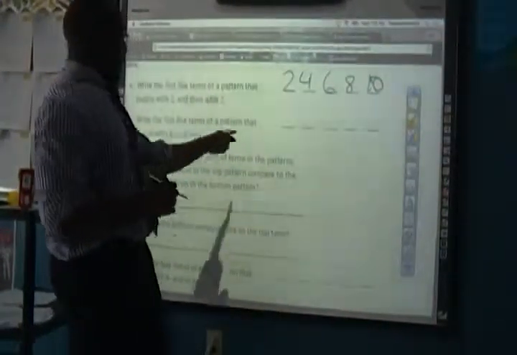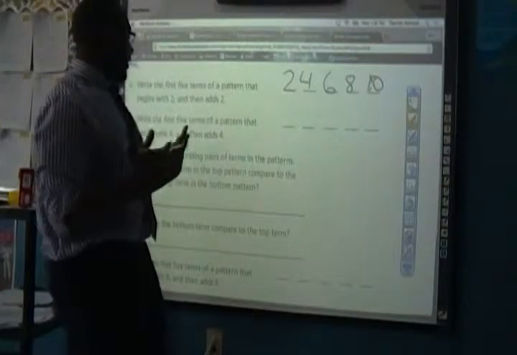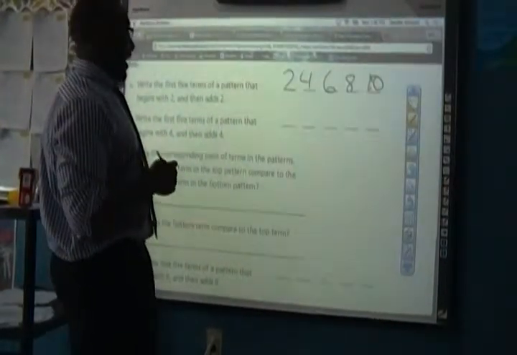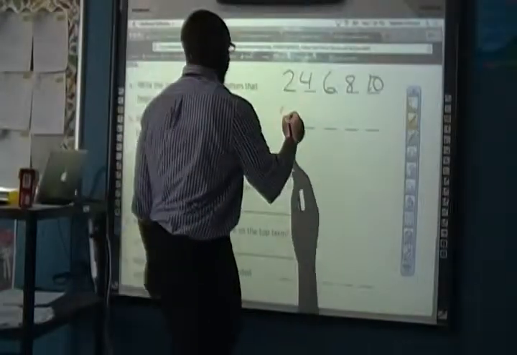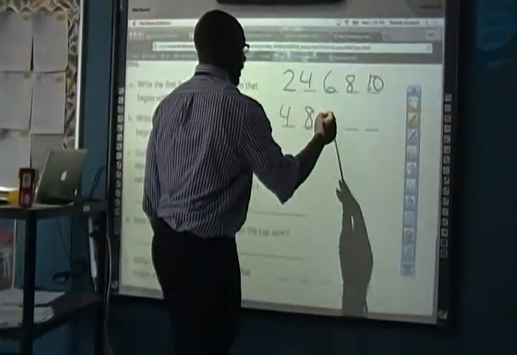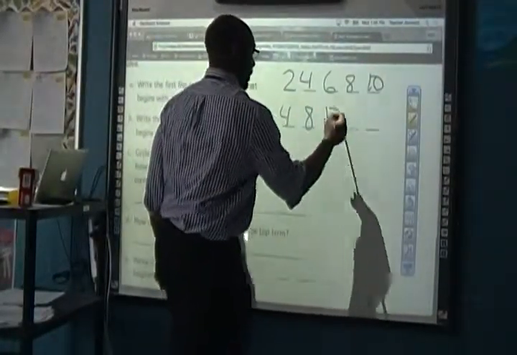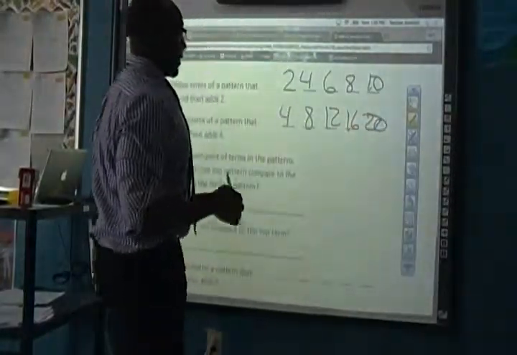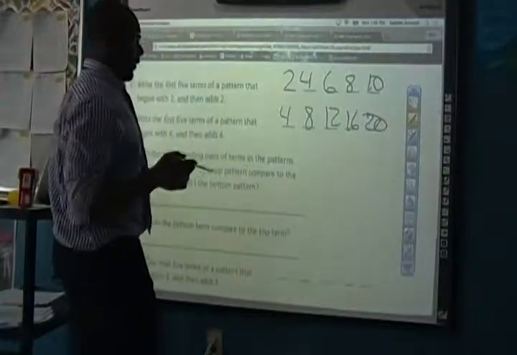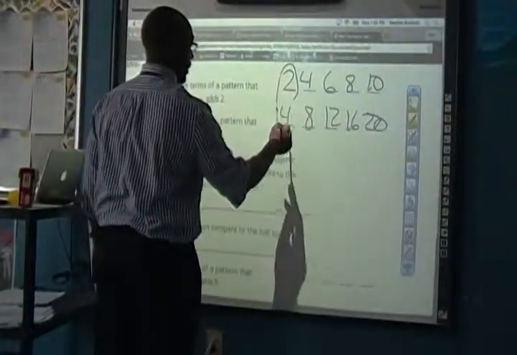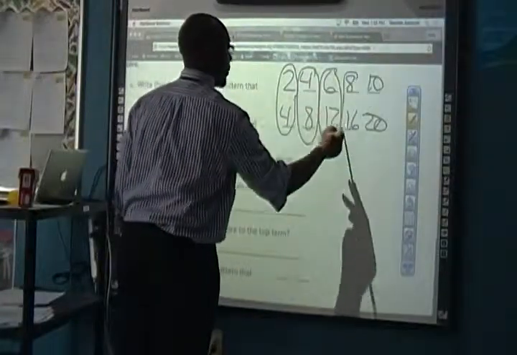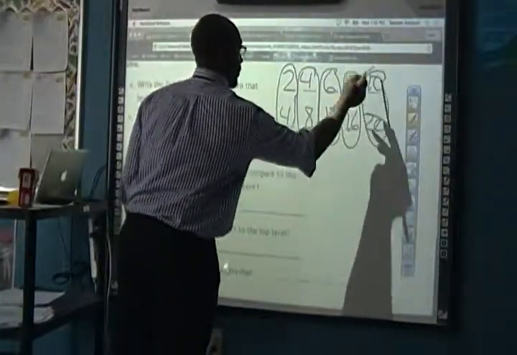And then down here for part B, it says to start with the first term of 4, and then add 4 more times. So 4 plus 4 gives you 8, and that gives you 12, 16, 20. They want you to circle all of these numbers, so I'm going to put a little circle around here. And they want to know what the relationship is between the numbers that we circle.